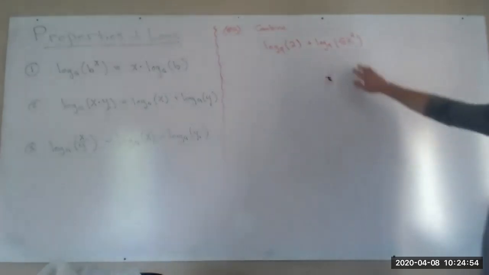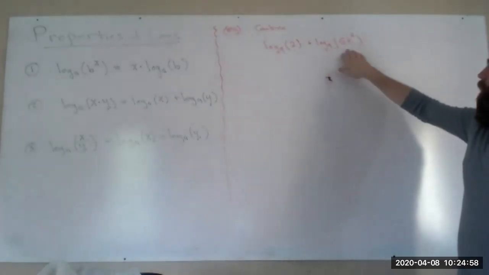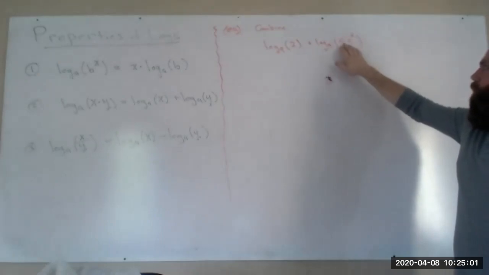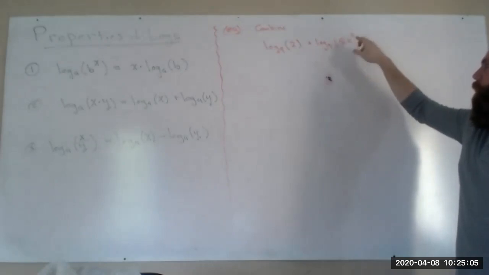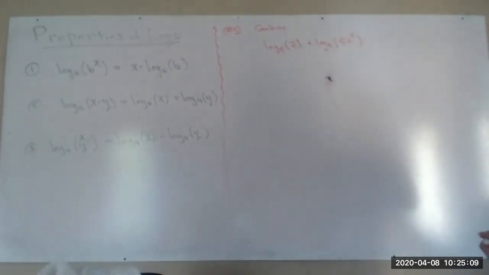I could expand this if I wanted to, using property 2 and then property 1, to split this multiplication, the 5 times k squared up, and then using property 1 to bring the 2 down. But that's not what they asked me to do. They asked me to combine these.